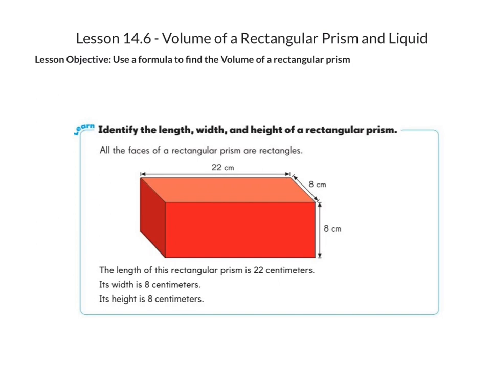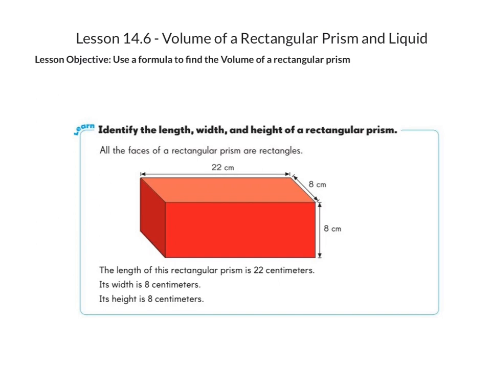So next we're going to talk about length, width, and height, because we need to be able to identify those 3 dimensions when we're looking at rectangular prisms. So when we're talking about the length, we're talking about how long is the side. So this would be the length here, where my red pointer is. And the length in this particular prism would be 22 centimeters.